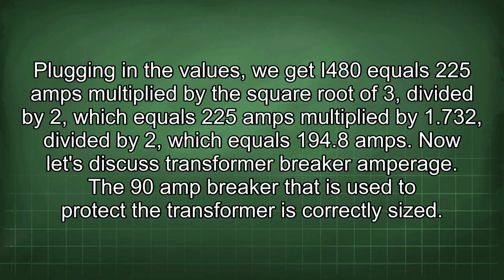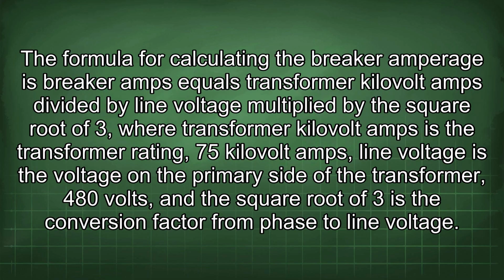Now let's discuss transformer breaker amperage. The 90 amp breaker that is used to protect the transformer is correctly sized. The formula for calculating the breaker amperage is breaker amps equals transformer kilovolt amps divided by line voltage multiplied by the square root of 3, where transformer kilovolt amps is the transformer rating, 75 kilovolt amps.